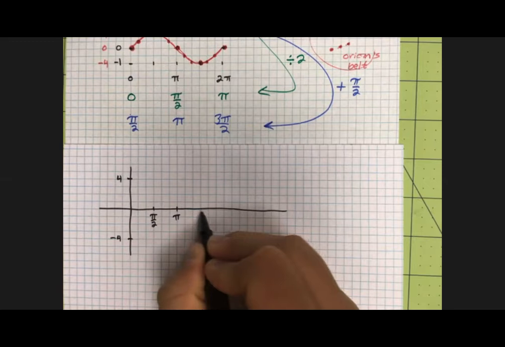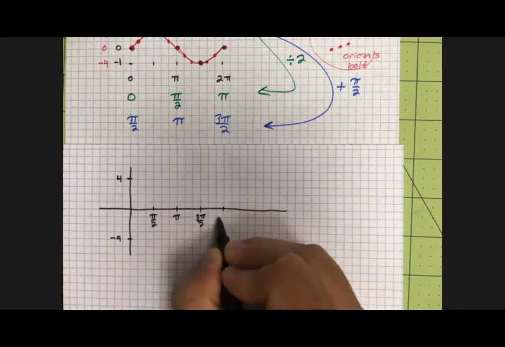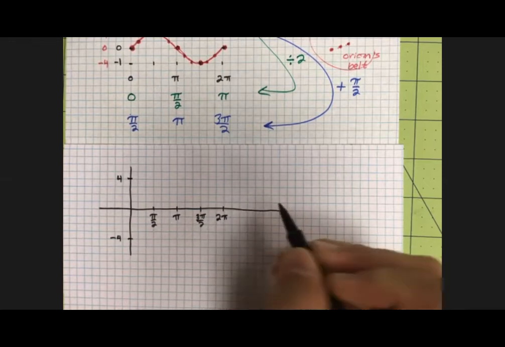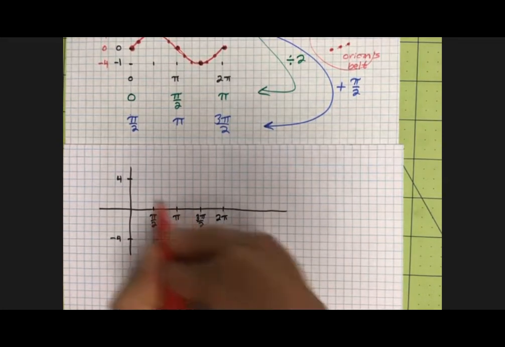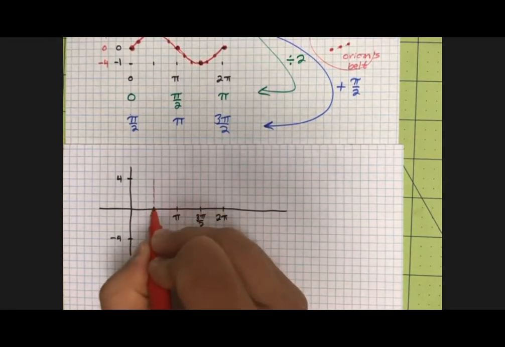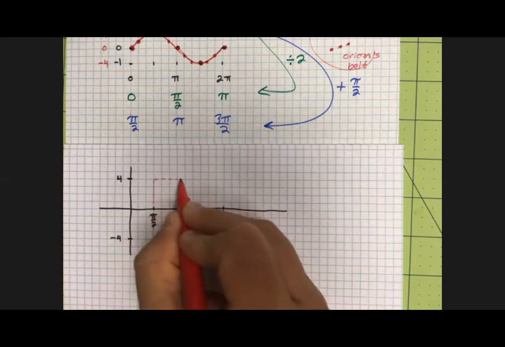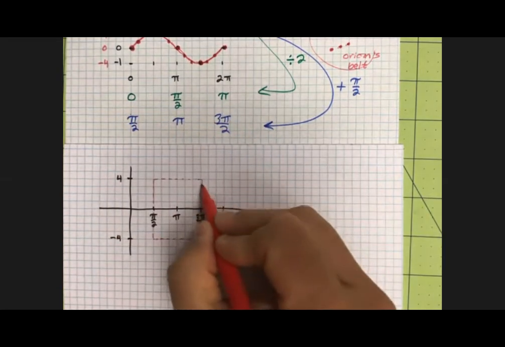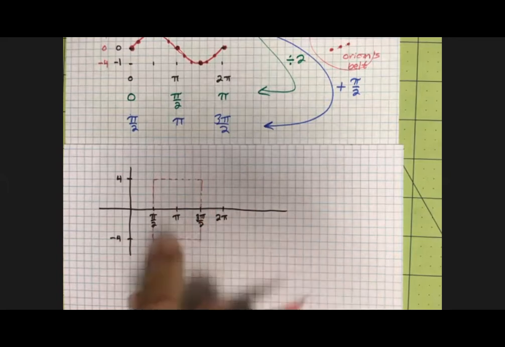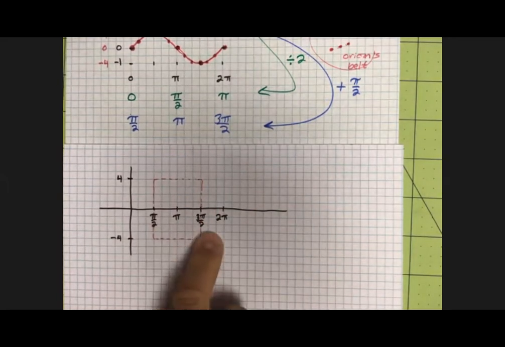Pi, 3 pi/2, 2 pi. And now I feel better if I draw my box. Plus -4 and exactly pi units long. Starting at pi/2 and moving to 3 pi/2.